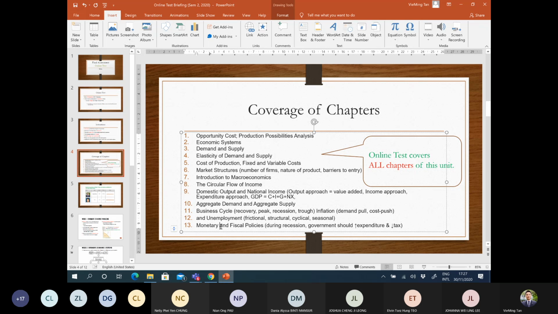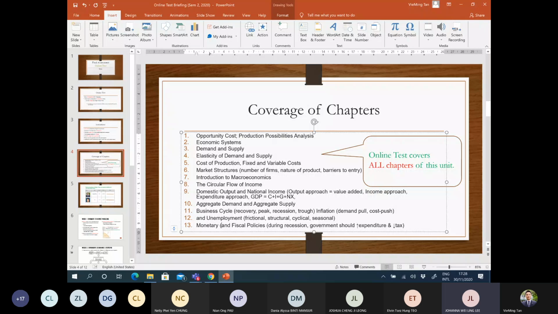Okay, then how about monetary policy? What are the tools that can be used by the central bank in order to control the money supply, so that this can monitor the aggregate demand in the economy? What are the 3 tools that can be used by the central bank to control the money supply? Once the money supply is controlled, then this can control the AD. AD means the aggregate demand. Can you recall what are the 3 tools used by the central bank in monetary policy?